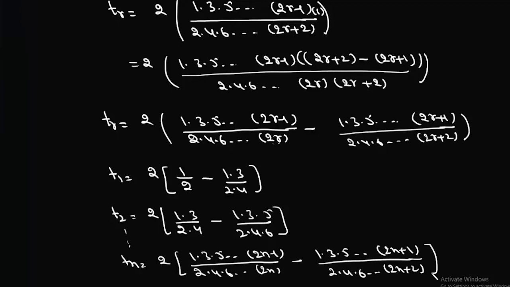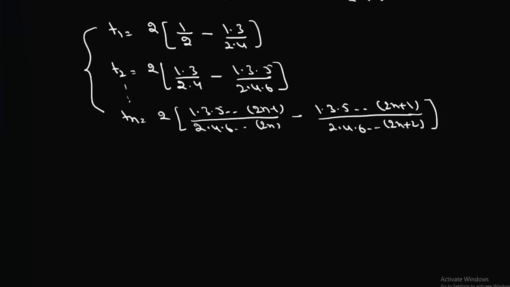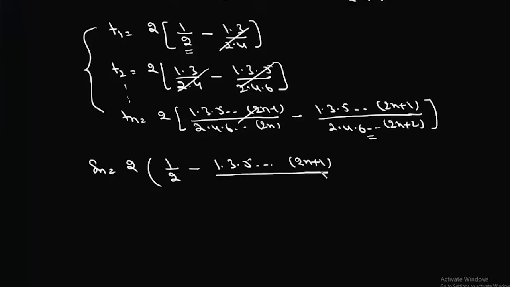2n plus 2. Now Sn is the sum of all these n terms. So if we add them, we'll get Sn. Now here these successive terms will cancel, and since we have this term here, what will remain is this last term. So it'll be 2 into 1 by 2 minus 1 into 3 into 5 up to 2n plus 1 upon 2 into 4 into 6 up to 2n plus 2. And if we find its sum up to infinite, it will be the limit n tends to infinite of Sn.